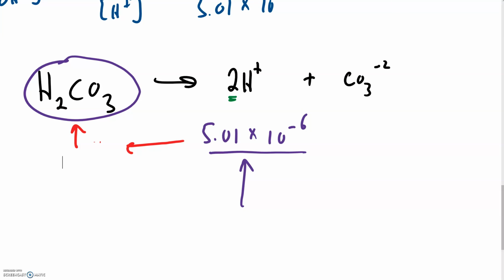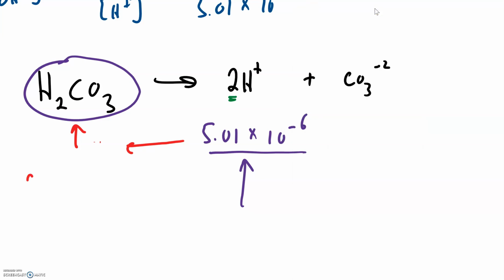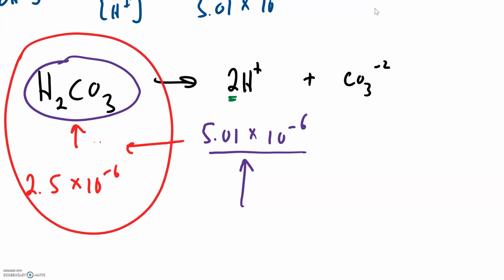If we take 5.01 times 10 to the negative 6th and divide it by 2, what do we get? What's the H2CO3 concentration that provided this? So we're simply going to take this and divide it by 2. We get 2.505, just call it 2.5, times 10 to the negative 6th. That's this. Okay? So that's all you have to do, ladies and gentlemen. Take it for a spin, please, and I will see you all on the next one.